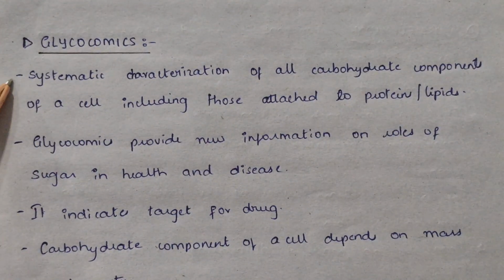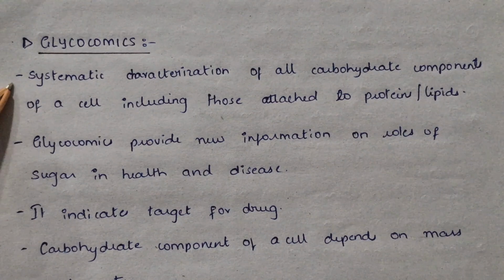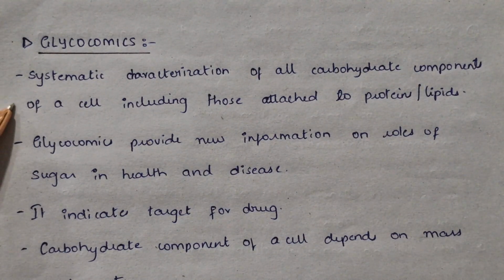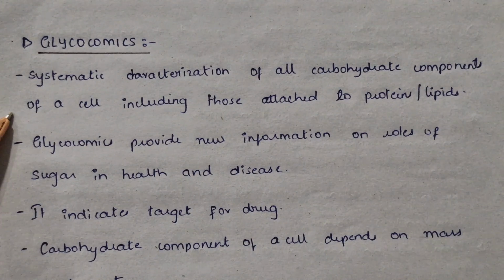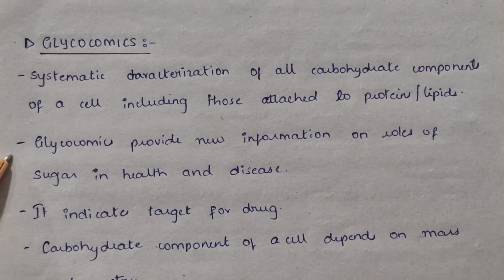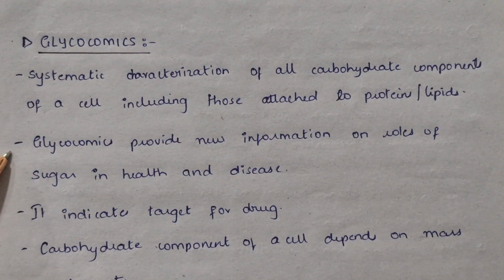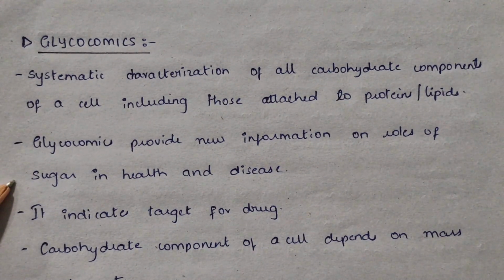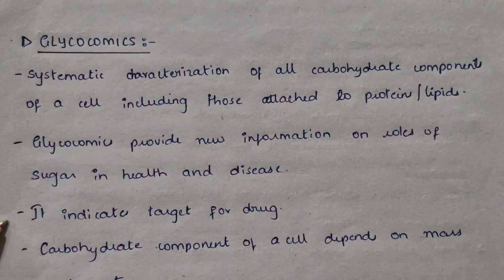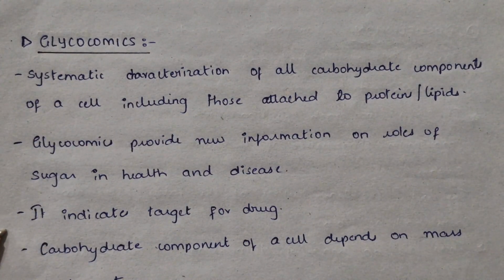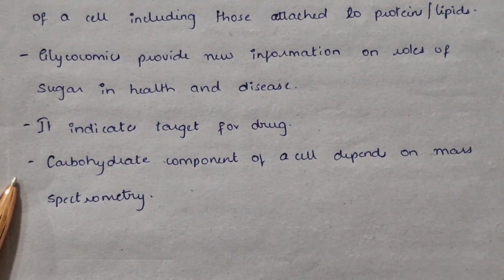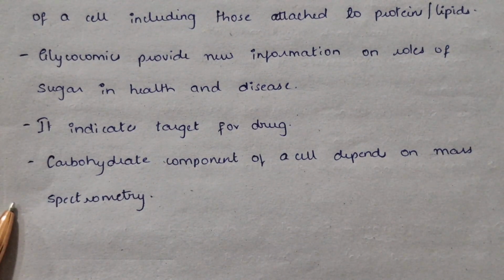Glycomics. Glycomics is the systematic characterization of all carbohydrate components of a cell, including those attached to proteins or lipids. Glycomics provides new information on the roles of sugar in health and disease. It indicates the target for a drug. And the carbohydrate component of a cell depends on mass spectrometry.